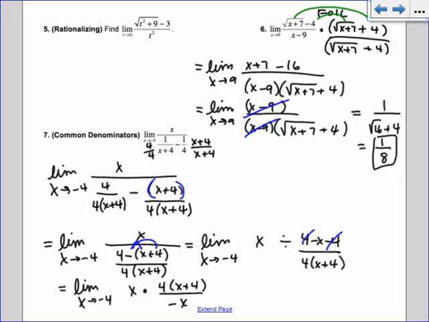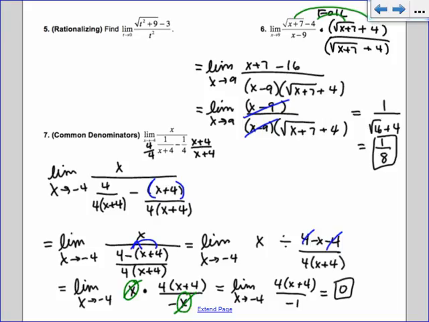So the x and the negative x reduce out. You still have a -1 though in the denominator, which you could put on the numerator if you want to. It doesn't matter. Now can you plug in? Yeah. So you plug in the -4, and you get 4 times 0 over -1. Is that okay? Yeah, this limit is 0 then.